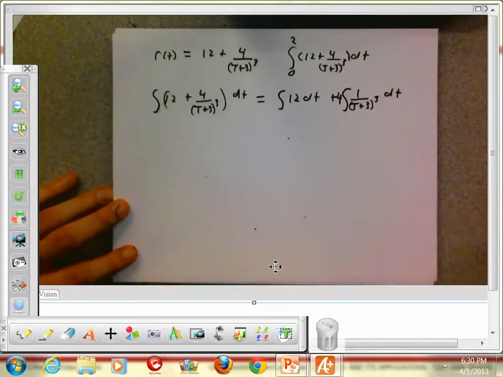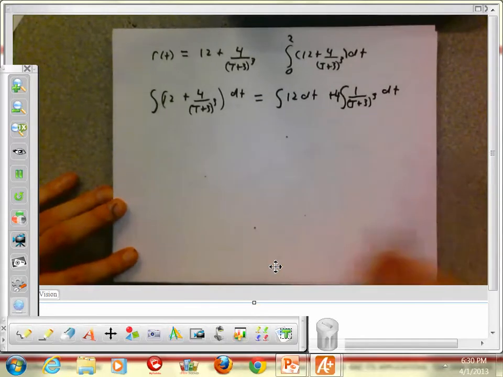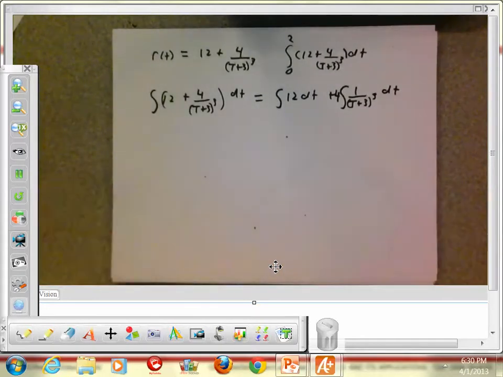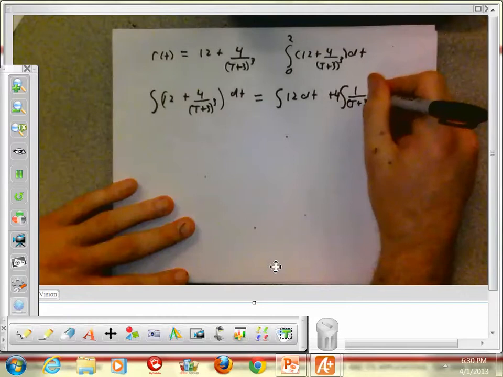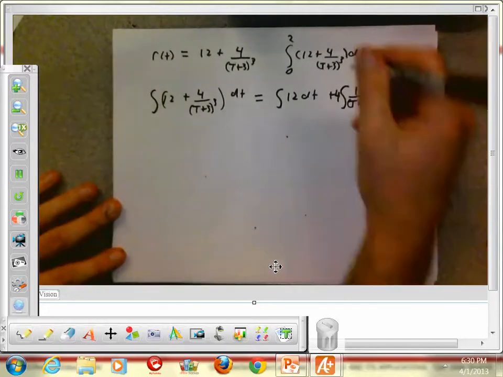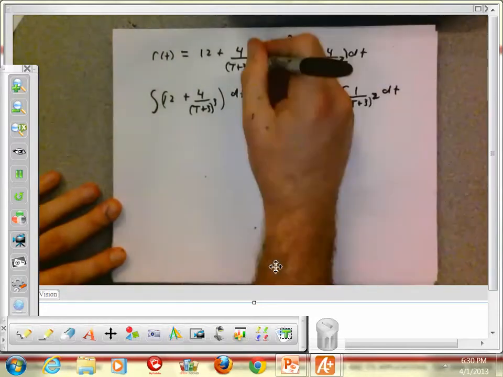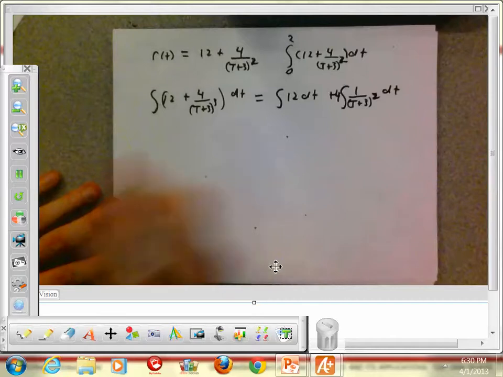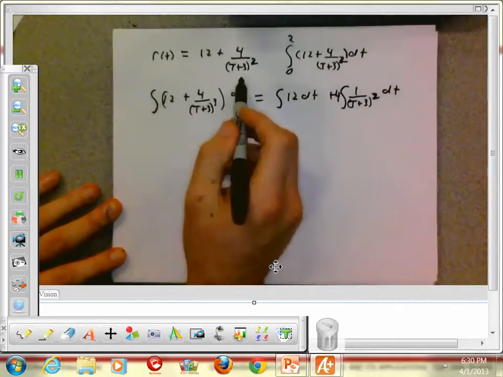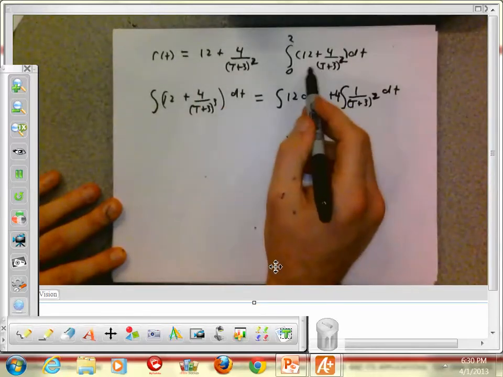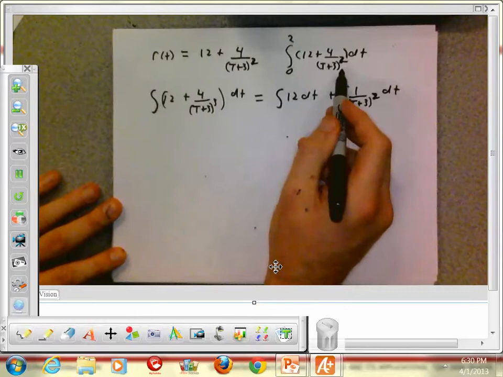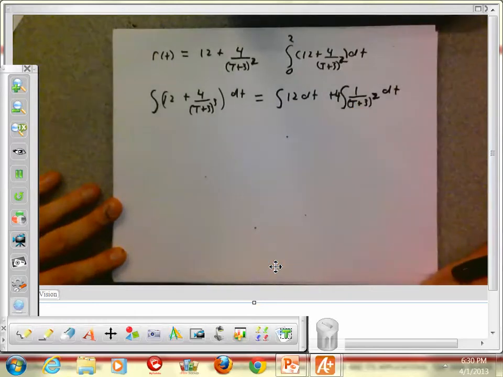And this is going to be equal, or is that a squared? I think I copied it wrong. This is squared. Sorry. I made a mistake writing the problem. These should be T plus 3 squared. So I have 12 plus 4 over T plus 3 squared, and I'm looking at the integral of 12 plus 4 over T plus 3 squared. Okay. So I have this over here.